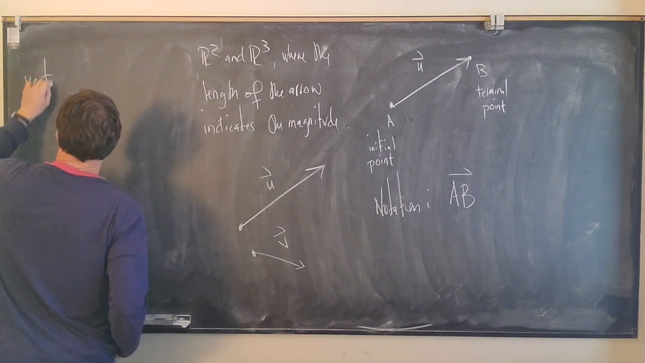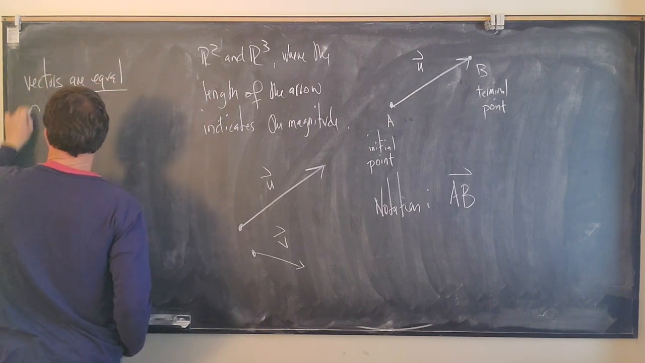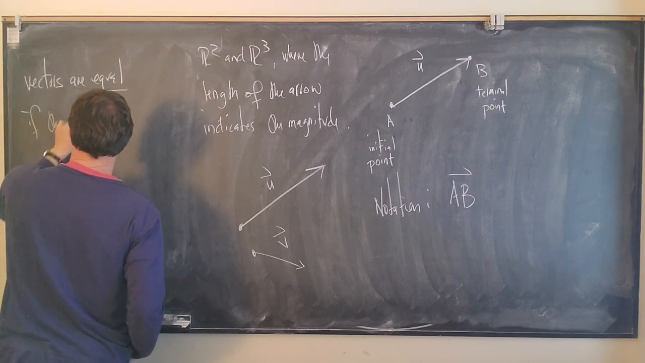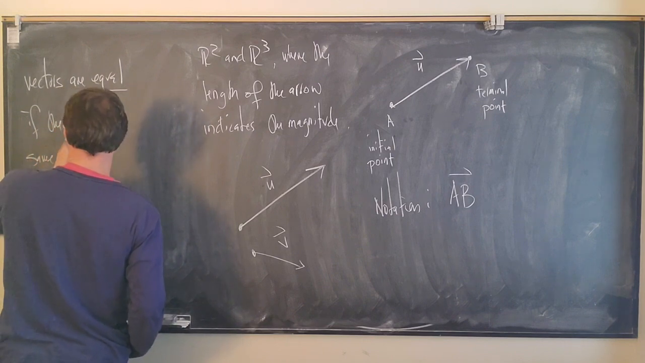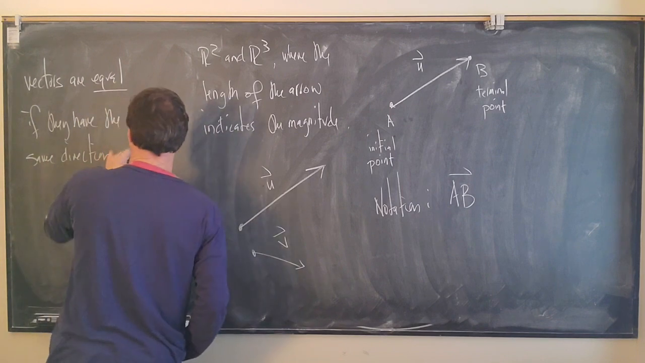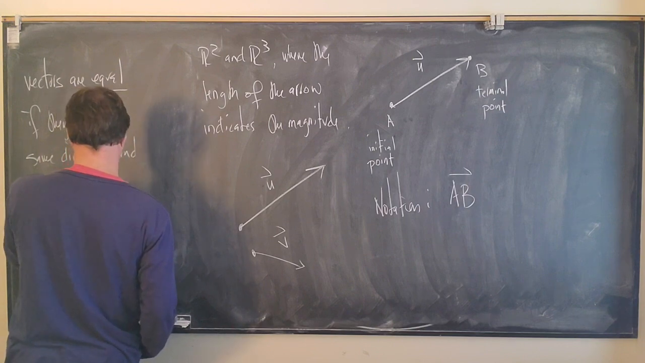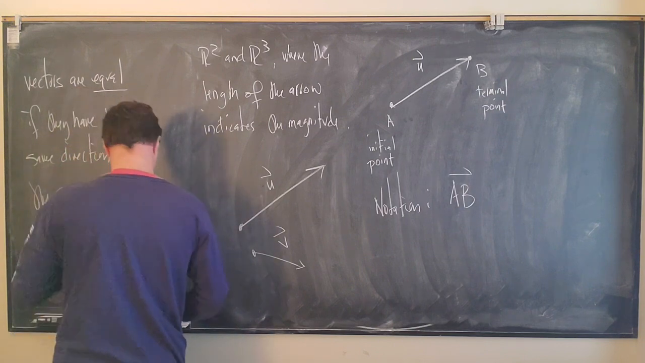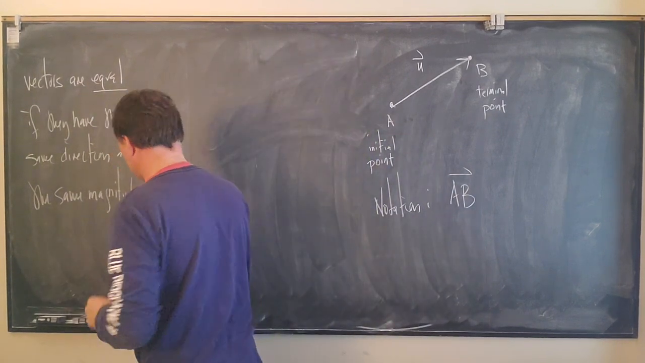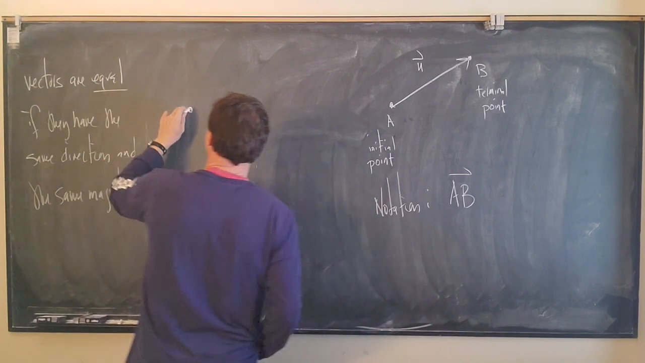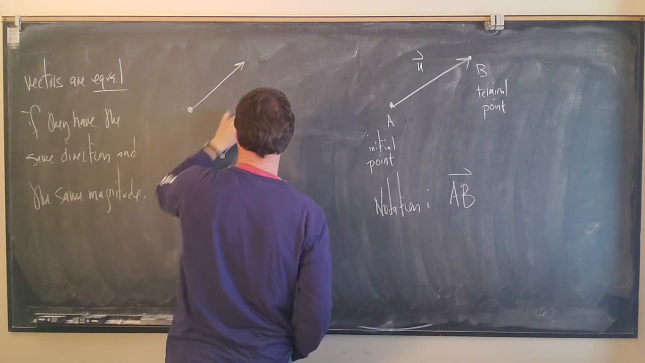Vectors are equal if they have the same direction and the same magnitude. This notion of equality is going to be important, and I'll bring this up again in a little bit. Let's take that vector right there, and let's take that vector right there.